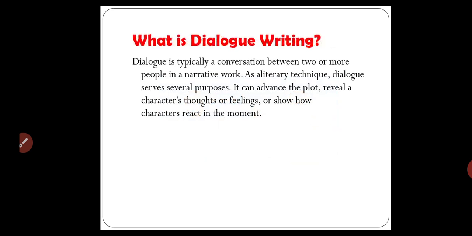As a literary technique, dialogue serves several purposes. It can advance the plot, reveal a character's thoughts or feelings, or show how a character reacts in a moment. If you are a book reader, you will find many stories with narration where two or three people are talking, and it mentions who is talking. They give the name, and this person says these words. So it can advance the plot, tells you what's going to happen, reveals the character's thoughts or feelings in words on the piece of paper, or shows how characters react in a moment, what is happening exactly.